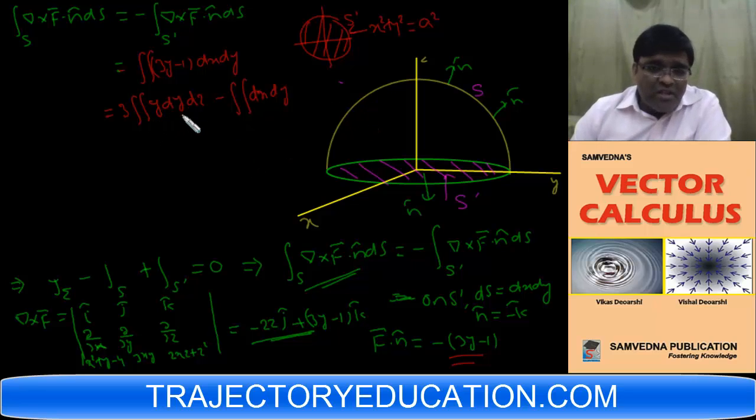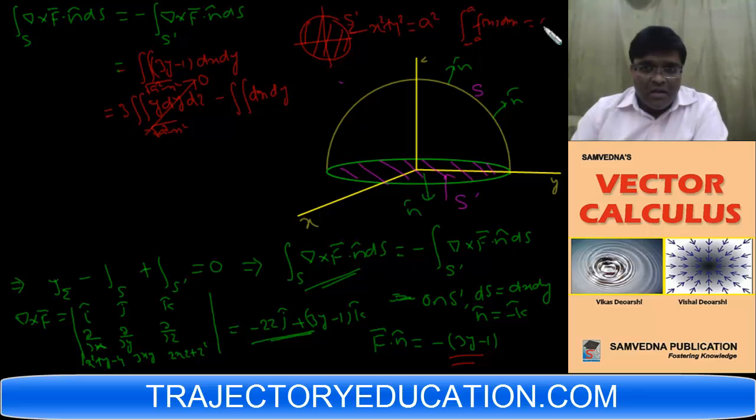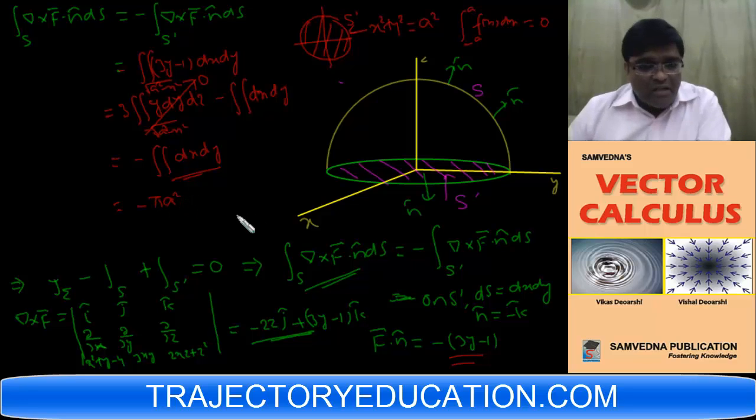So what will be this integral? What is the limit of y? The limit of y is minus square root of a square minus x square to plus the same. So what will be this limit? This integral will be 0, since you know the same thing: minus a to plus a f(x) dx is 0 if f(x) is an odd function. So this is equal to the double integral dx dy, and this is nothing but the area of the circle. So it is minus pi a square.